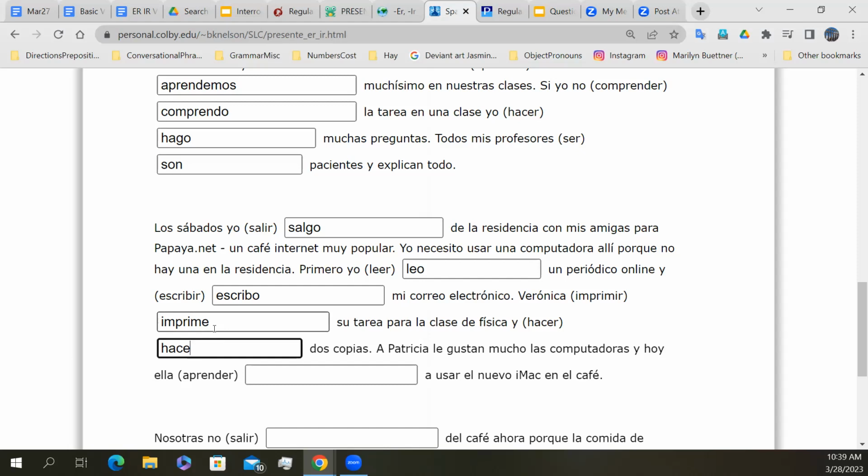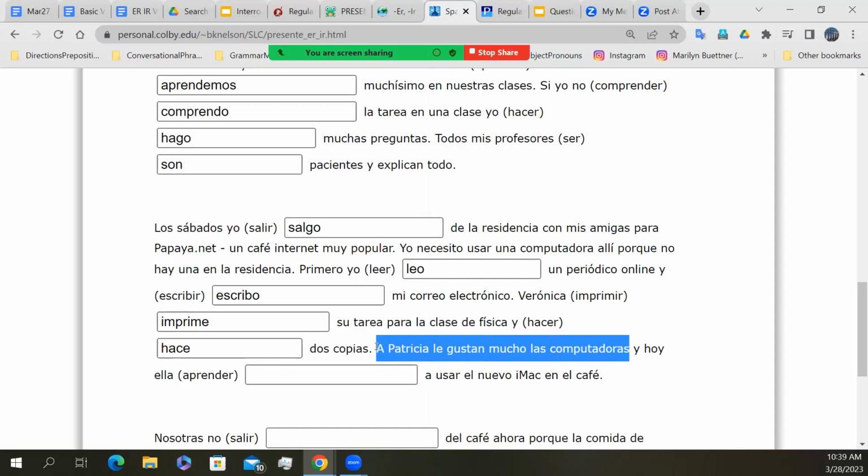She makes 2 copies. A Patricia le gustan mucho las computadoras. This is a special verb form. This is a verb gustar, which means to like. We didn't get to the like verb, but the like verb is different from the other verbs in Spanish.